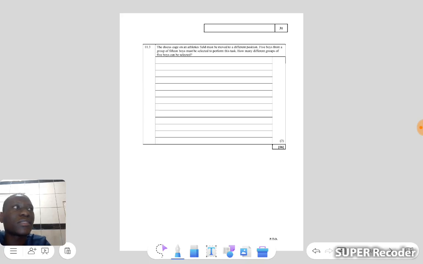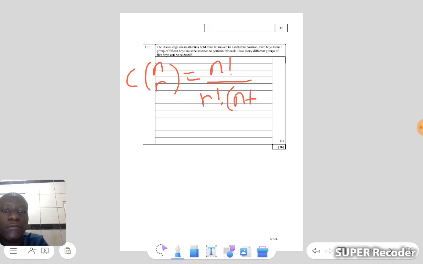So what is a combination equation? How do we even write the combination equation? It is like that: C n r equals n factorial over r factorial times n minus r factorial, right? This is our formula. So now we just have to substitute. The total number of boys that we have is 15, but 5 boys from the group must be selected. So here selected boys will be 5.